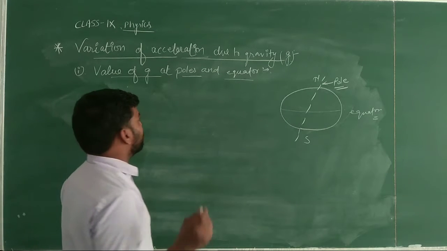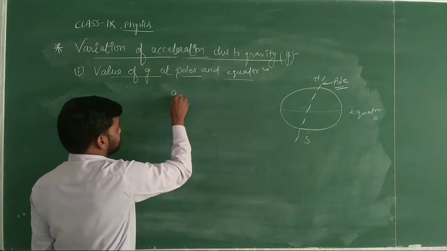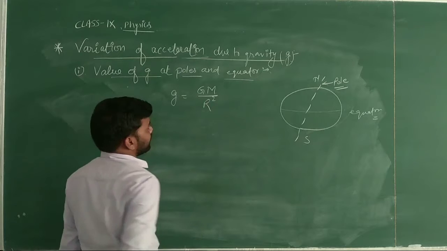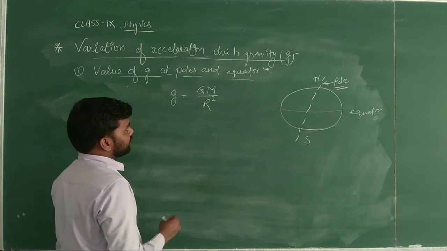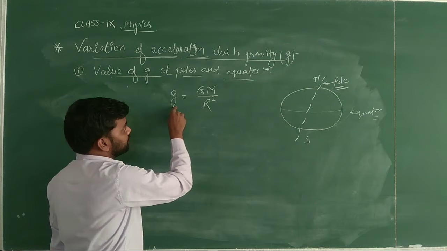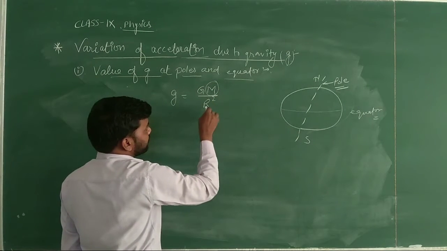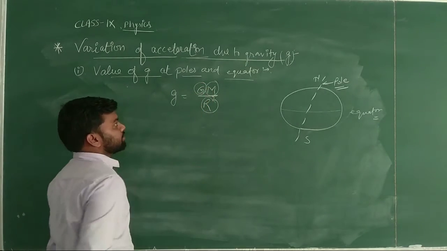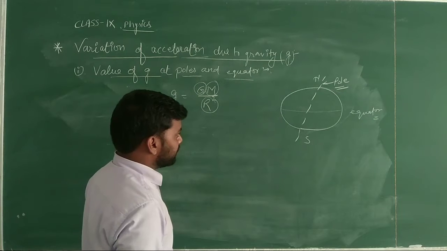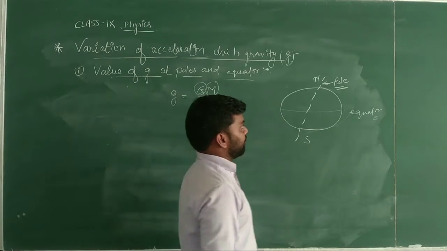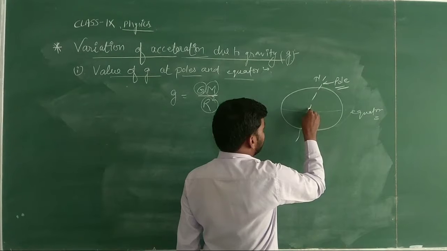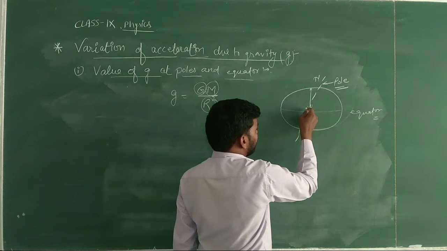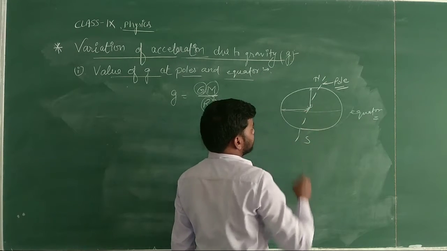We know the formula of small g, that is g equal to GM upon r square. Students, you can see here that the value of small g depends on the mass of the earth, the radius of the earth, and the universal gravitational constant, capital G. In this shape we can see that the radius of the earth is changing. It is minimum at the pole side and maximum at the equator side.